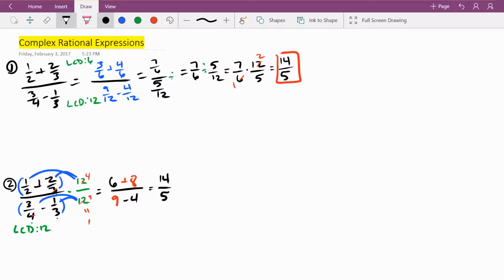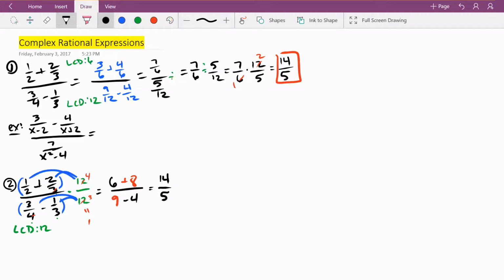Well, let's look at an example with variables here. More like the assignments you'll be getting. So how about 3 over x minus 2 minus 4 over x plus 2 all over 7 over x squared minus 4. Pretty ugly, right? Complex rational expression.